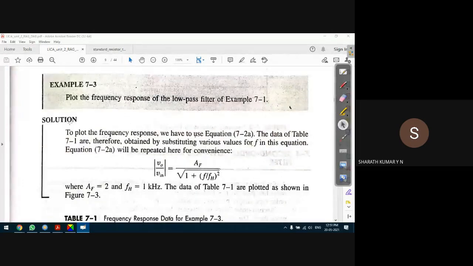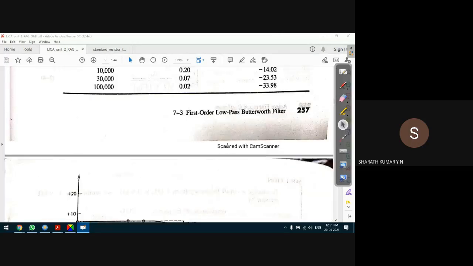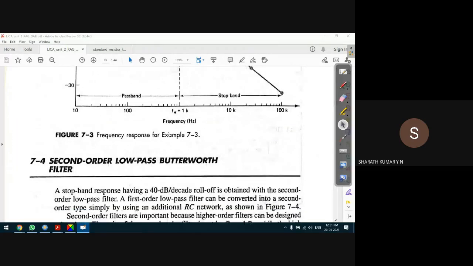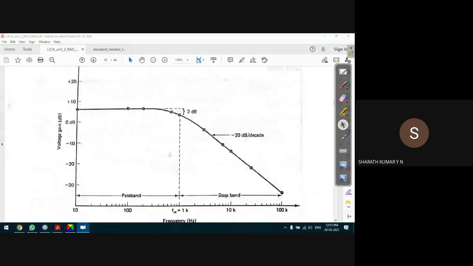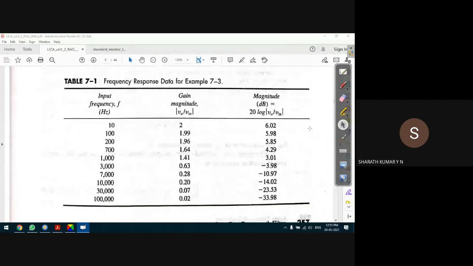Let's plot the frequency response. In tests or exams we don't plot these things. There is no question of plotting, it is not necessary. This kind of problem will not be asked. Now the second order low pass Butterworth filter. The author's idea is to demonstrate this just for discussion purposes.